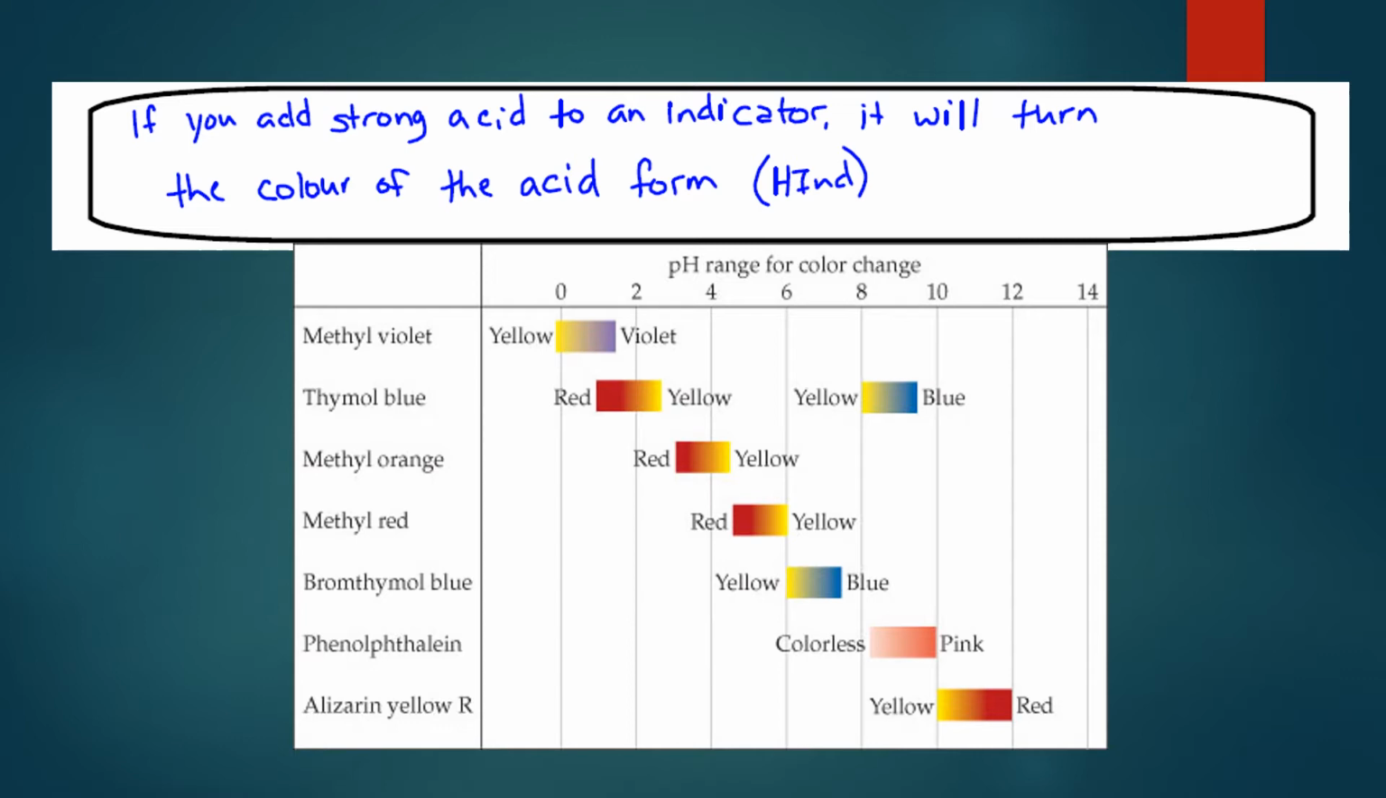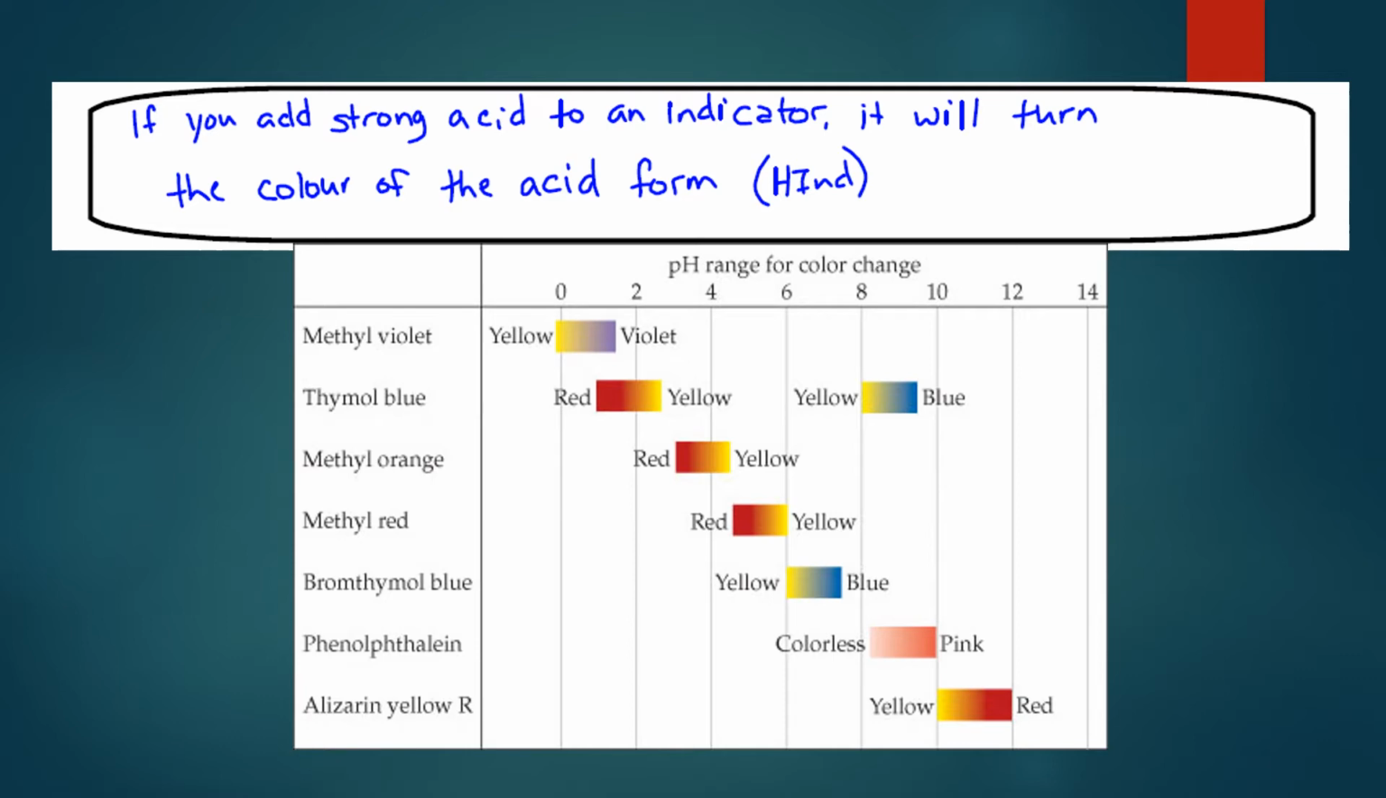But we've got methyl violet, and its acid form is yellow, its base form is violet. So if you put methyl violet in with a strong acid, it's going to turn yellow. Thymol blue actually goes through two transitions, and we'll talk about why it goes through two transitions in a minute, but its acid form is red, and then its base form is yellow. And this one just happens to be one that can donate 2 protons, and so when it goes through its second change, its second acid form is yellow, and finally the conjugate base is blue.